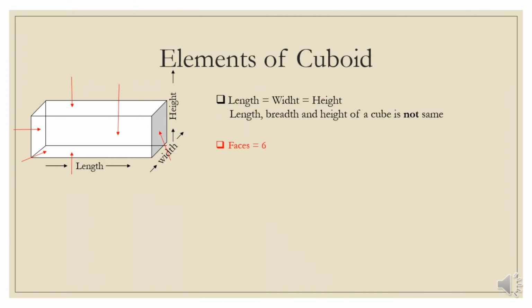And then a cuboid has 12 edges: 1, 2, 3, 4, 5, 6, 7, 8, 9, 10, 11, 12. And the last, a cuboid has 8 vertices: 1, 2, 3, 4, 5, 6, 7, and 8.